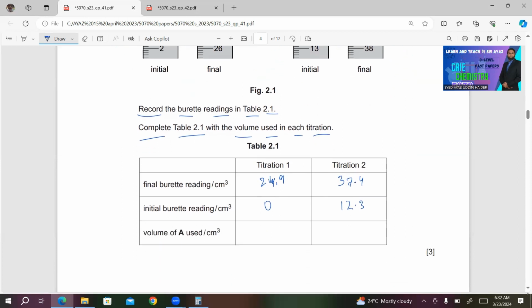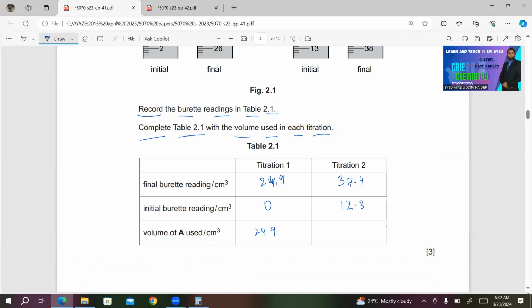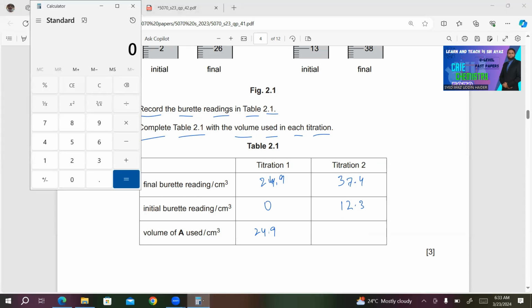Volume of A used per centimeter cube in titration 1 should be 24.9, because you have to subtract the initial volume from the final volume and you will get 24.9. What about titration 2? You have 37.4 minus 12.3. You'll get 25.1.